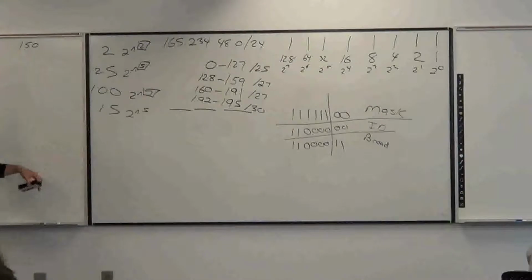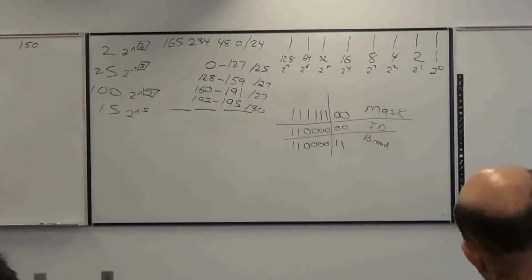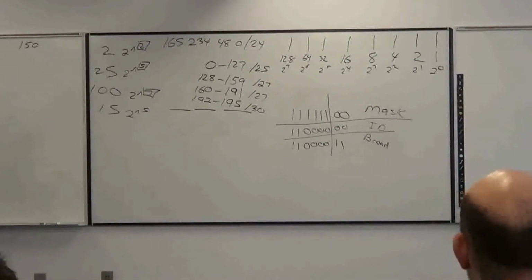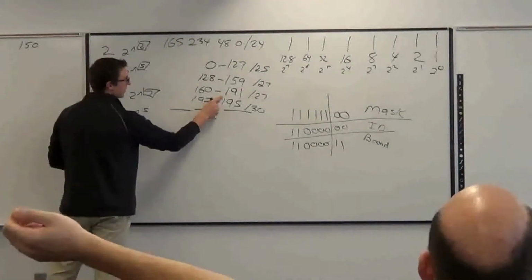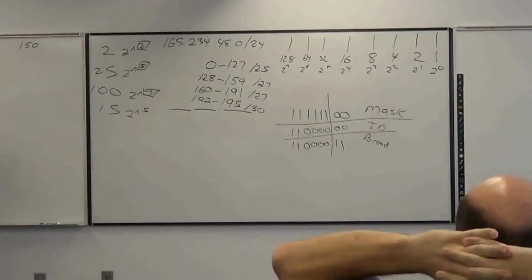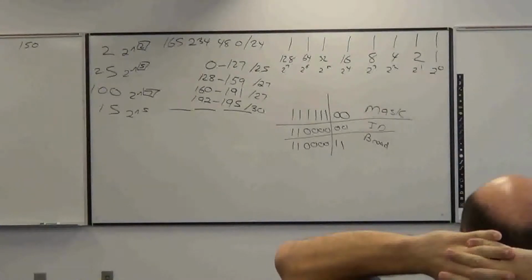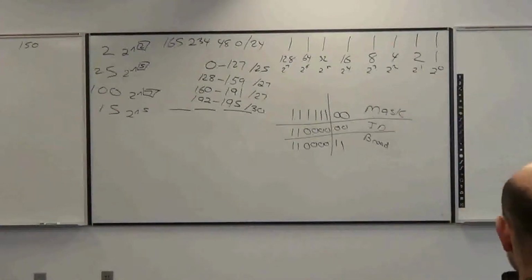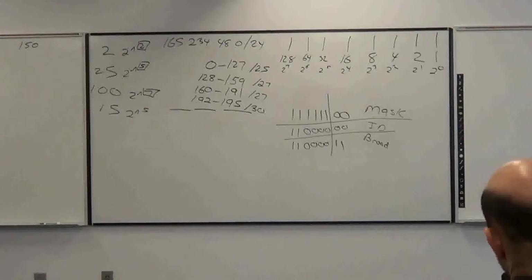So if I asked you guys the question, what would be the address of the last usable host out of the third network? 190. So the full answer would be 165.234.48.190. Can't use this one because it's the broadcast. And we'll have a subnet mask of 255.255.255.224. That's equal to a /27.